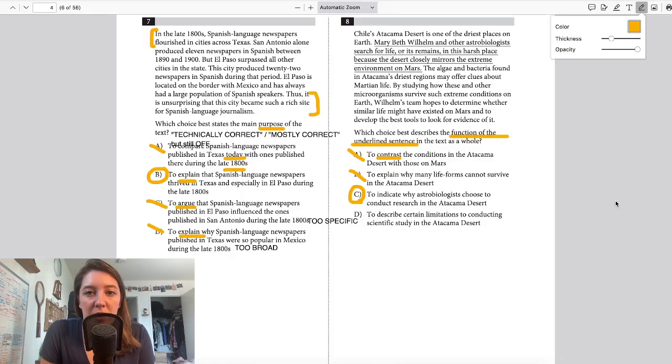They might say something like, okay, so Wilhelm's team hopes to determine whether similar life might have existed on Mars and to develop the best tools to look for evidence of it. But it's not a walk in the park. It's really dry there and they can't have a long field season, right? Blah, blah, blah, right?